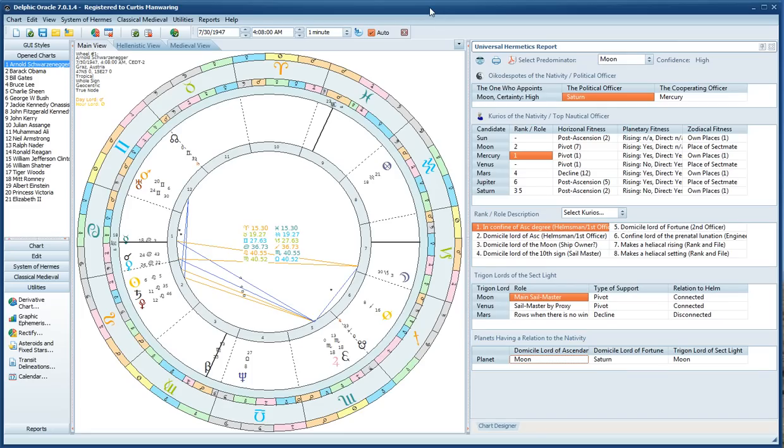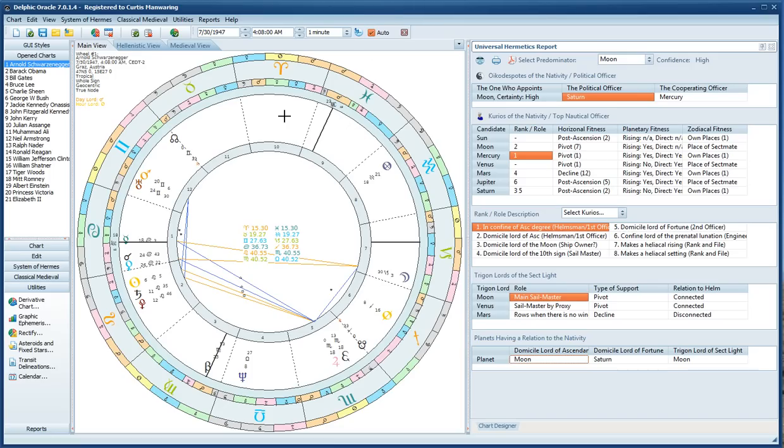Now, like in many areas, there's the idea of the chart ruler. In Hellenistic astrology, there are typically two chart rulers that describe the overall situation. And the reason for this has to do with the nautical metaphor that Schmidt first outlined a number of years ago.